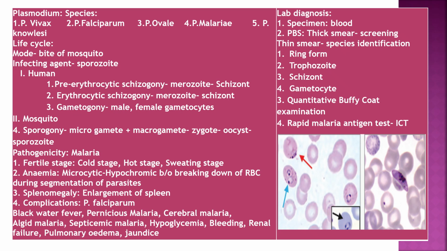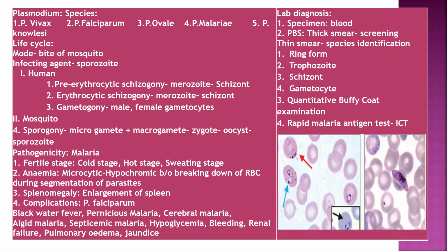Plasmodium species: Plasmodium vivax, falciparum, ovale, malariae, knowlesi. Life cycle: mode of transmission is the bite of the female Anopheles mosquito. Infecting agent: sporozoite. In humans: pre-erythrocytic schizogony, merozoite, trophozoite. Erythrocytic schizogony, merozoite, trophozoite. Gametogony, male and female gametocytes. In the mosquito, sporogony. Microgamete plus macrogamete form zygote, then ookinete, then oocyst, and then the sporozoite.